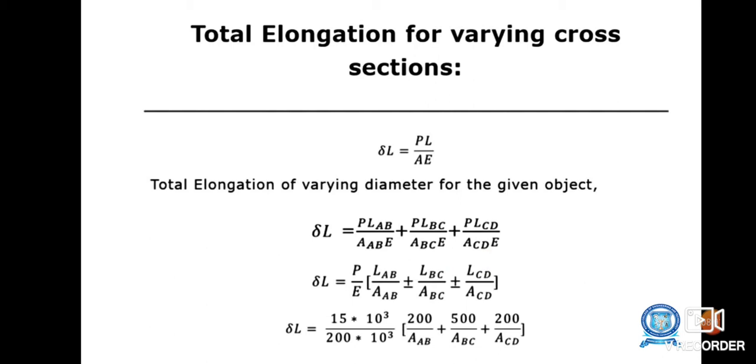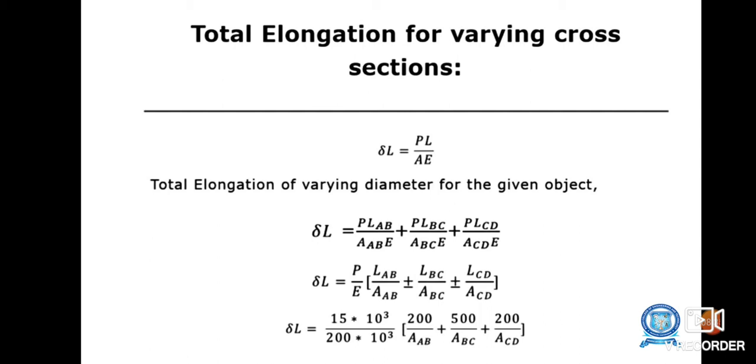You can see that the load and Young's modulus are common for all three portions, so you can take them outside the bracket. Change in length del L is equal to P by E, open the bracket, length of AB divided by area of AB plus length of BC divided by area of BC plus length of CD divided by area of CD. The load is a tensile load, so the sign is positive. Now apply all the given values inside the formula.